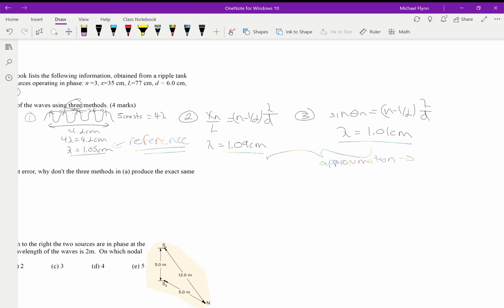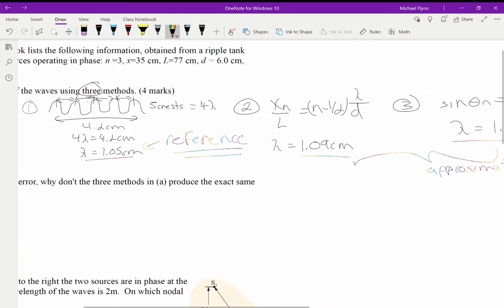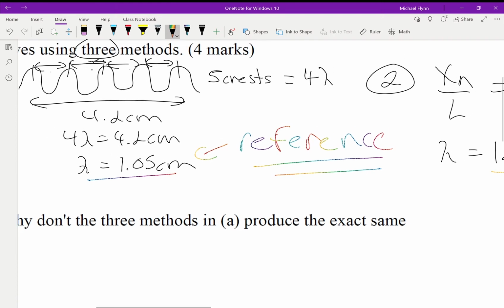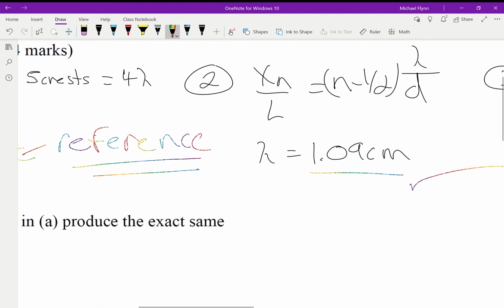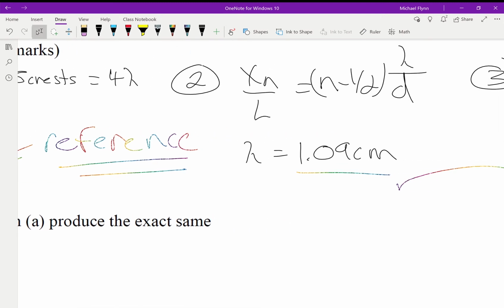Okay? Some students will say, why do we bother with the approximation? Well, here's the deal, okay? The reason why we use these other weird equations instead of just measuring the waves directly is because with light, we can't see the waves. And so you can't do it using method 1. You must use method 2 or 3, okay? And it's really the only way to do it, okay? So we don't have a choice with light.